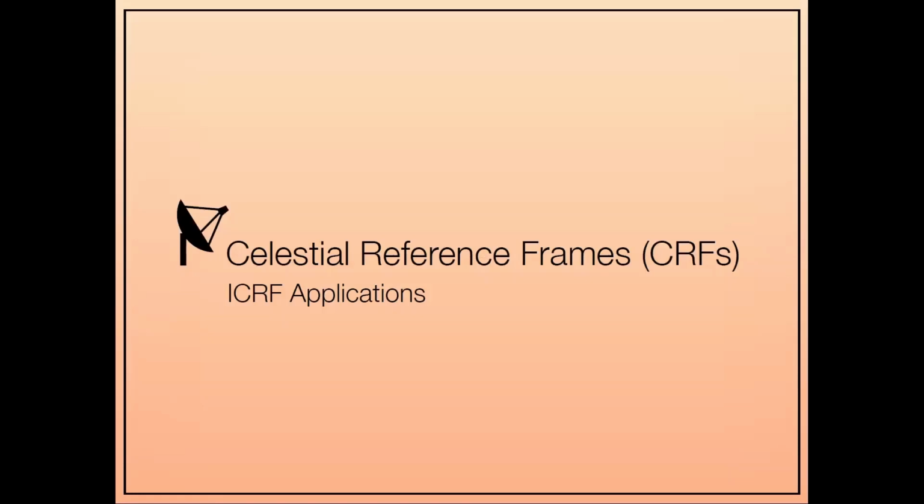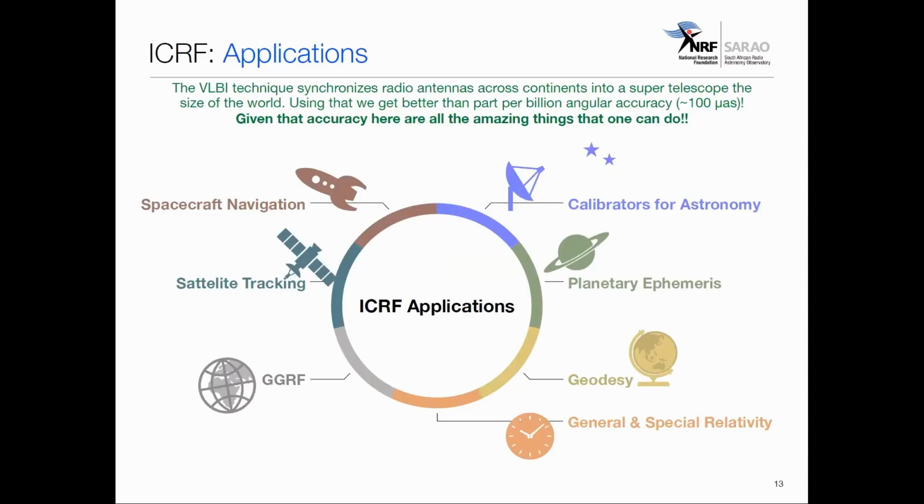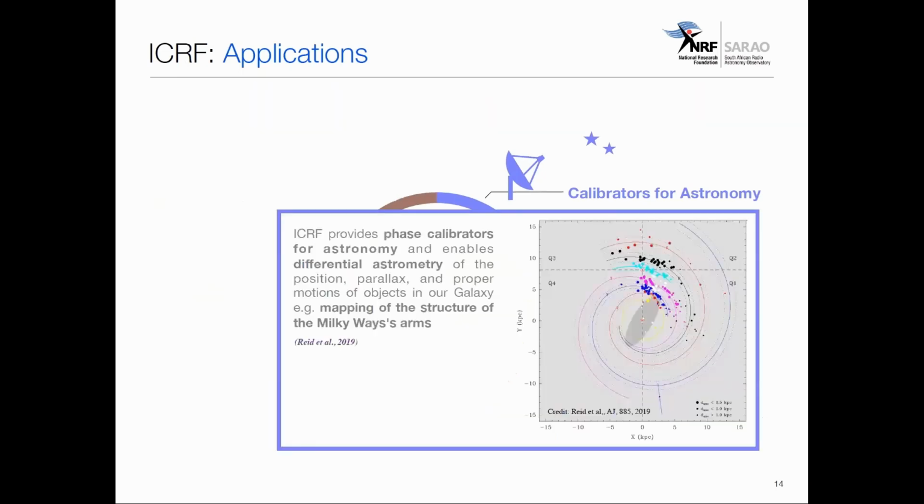Now let's look at all the wonderful applications. The VLBI technique synchronizes radio antennas across continents into a super telescope the size of the world. Using that, we get better than part per billion accuracy, around 100 microarcseconds. So given that, here are all the amazing things that we can do with a celestial reference frame.